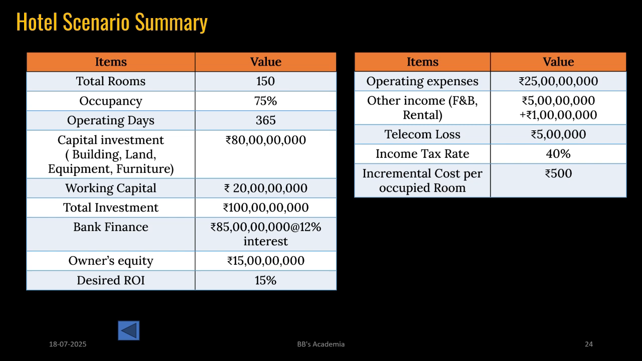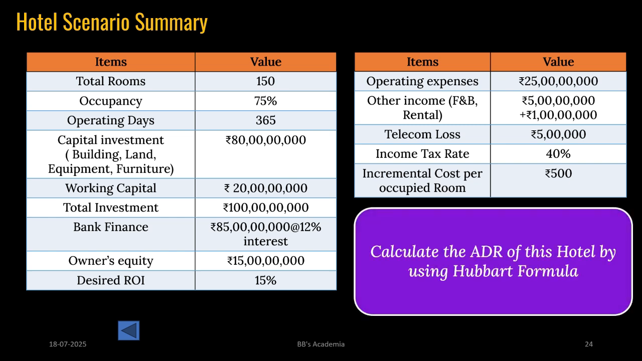Burden cost is that whether the guest is staying in the room or not, there is some cost already involved, and along with that the incremental cost. These two things together give the burden cost. So here we will be getting 500 rupees, that means the incremental cost per occupied room. This is the scenario given, and what is to be done: we have to calculate the ADR of this hotel by using the Hubbart formula.